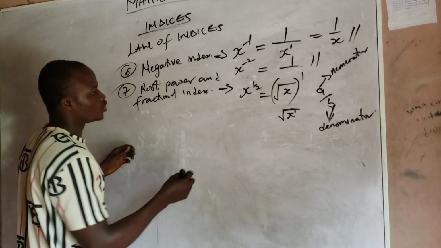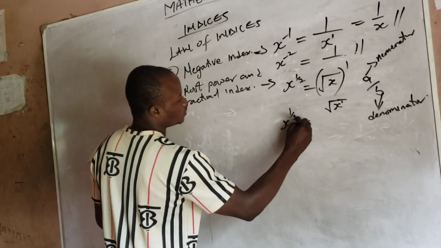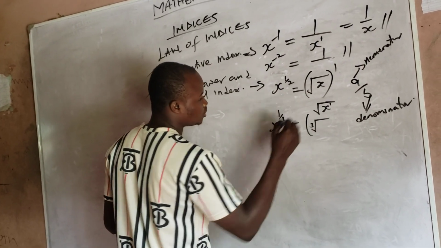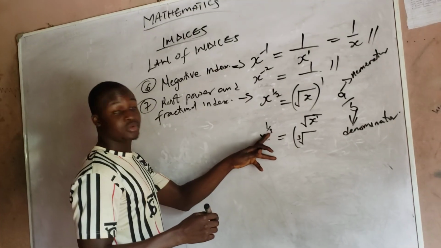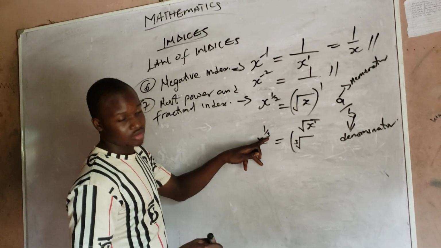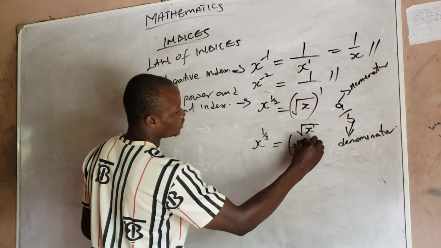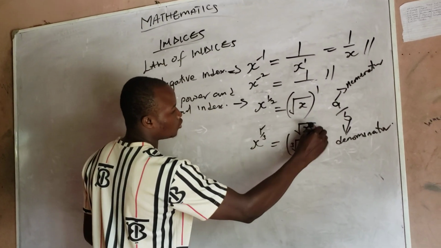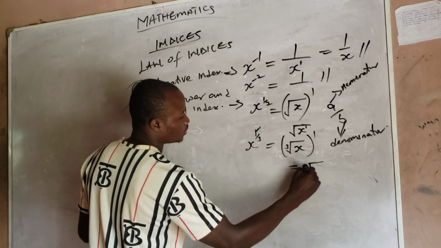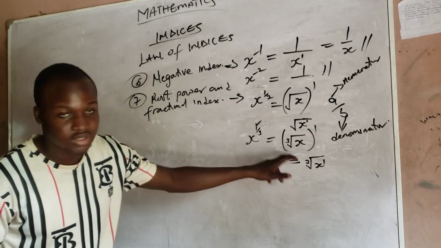It's the same thing. If you have x raised to the power 1 over 3, it can also be written as a cube root, because the denominator forms the root and the denominator is 3, so we have the cube root of x raised to the power of 1. It can be written either way. Anyhow you solve it is accepted.